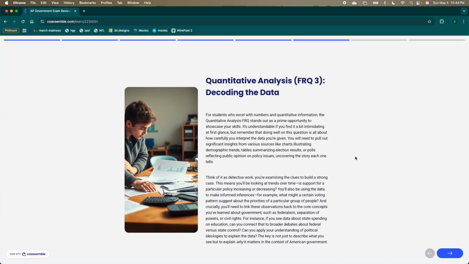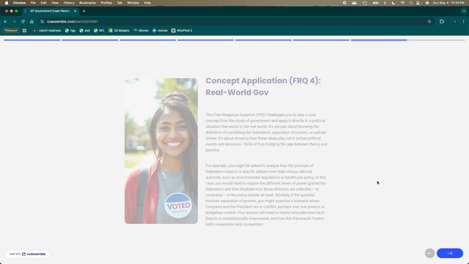Next up, we've got quantitative analysis, probably the easiest one. You're basically just going to look at a graph and see, does it support a particular policy increasing or decreasing, and then make informed inferences based off of that graph, analyzing the patterns and thinking what they might suggest about the priorities of a particular group of people or the U.S. as a whole over time.